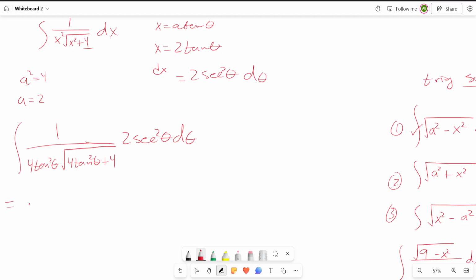So over here, I can do some simplifications. First of all, I'm going to divide this by this. This is a 2. This is the integration of 1 over 2 tangent squared theta, square root of, taking 4 common, this is going to leave me with tan squared theta plus 4 divided by 4, which is basically 1.